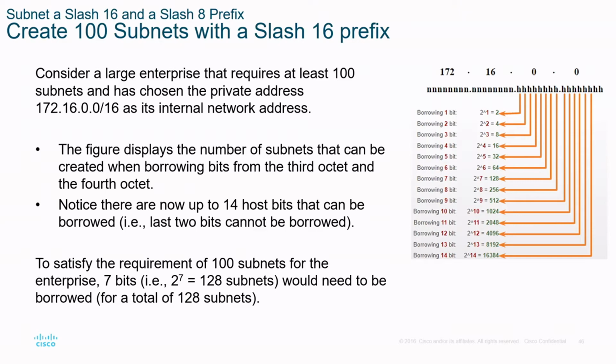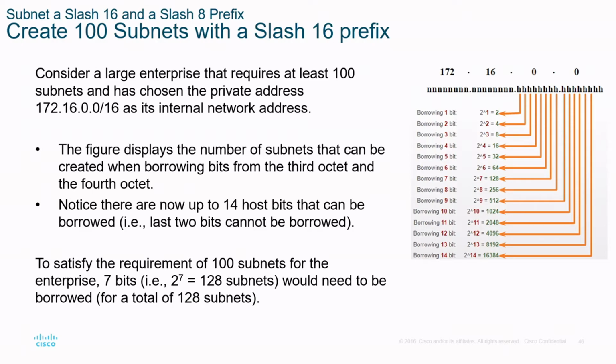So the formula to create the number of networks is right here on the board, right? Every one you borrow is going to create 2, and it goes up in multiples of 2. So how many do you have to borrow to get to a number that's 100 or bigger? Here, we're looking for 100 networks. How many bits do they have to borrow to get to a number that's bigger than 100? 7, right? 2 to the 7 equals 128.